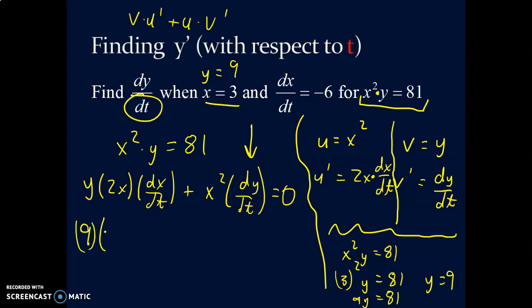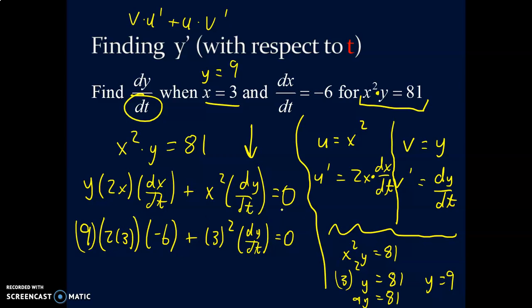y is 9, 2x would be 2 times 3, dx/dt is negative 6, x squared, so 3 squared. dy/dt is what I'm solving for, so I need to make sure that I was able to plug in for everything except for dy/dt. So 9 times 6 times negative 6, I'm just going to leave it the way it is because it's going to cancel out in a second.